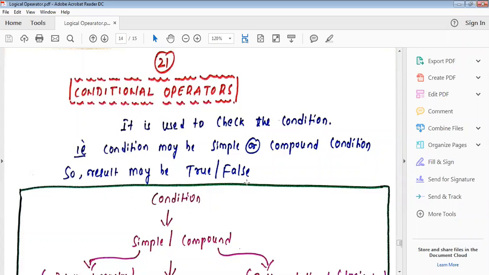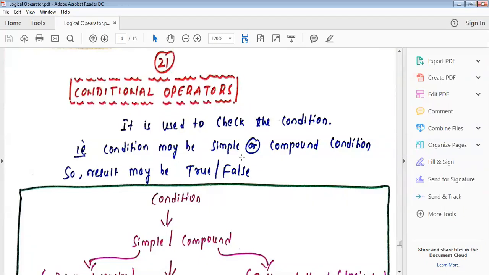This is very simple, very important: to check the condition. The condition may be simple or compound, and the result returns true or false. You understood? Understood or not? Everyone please reply. Yes, sir. Okay.